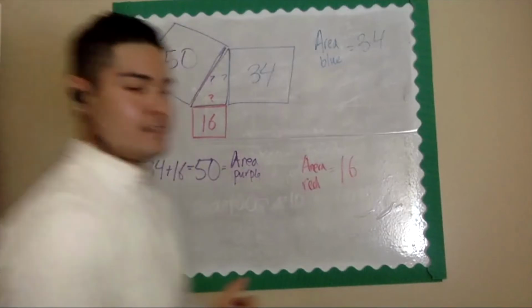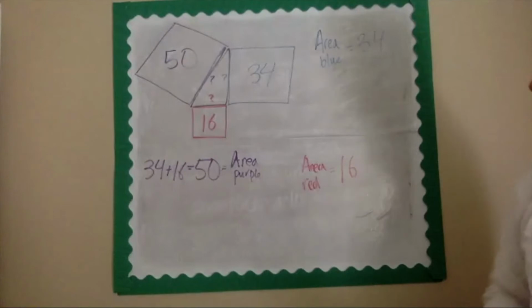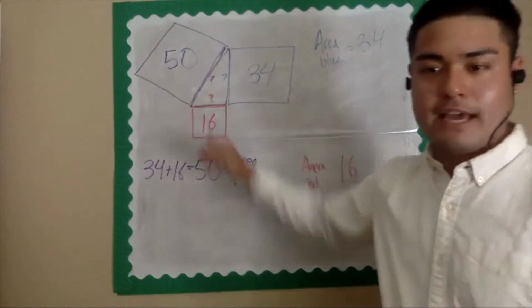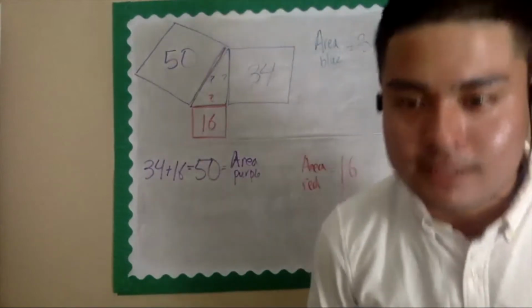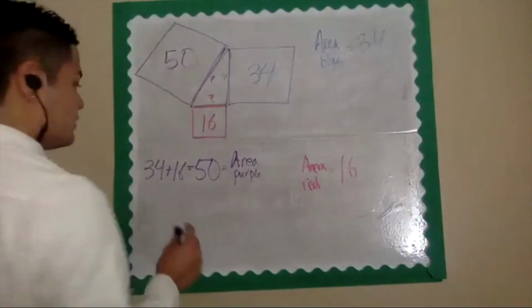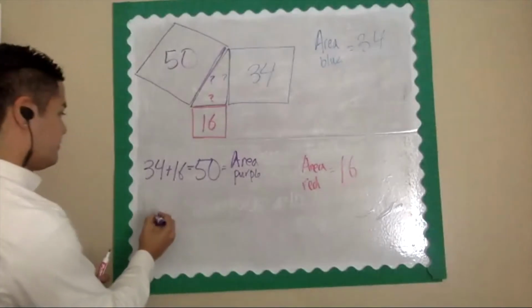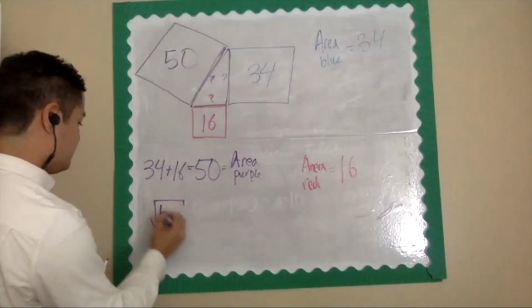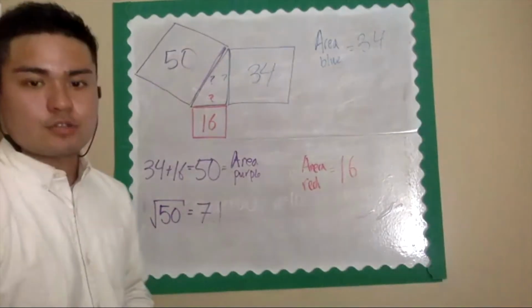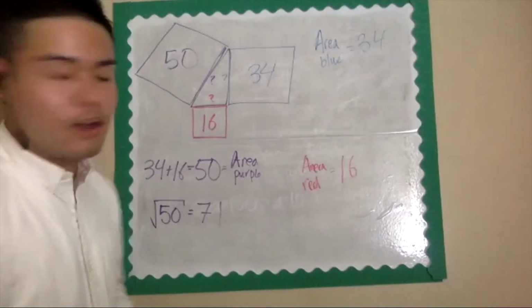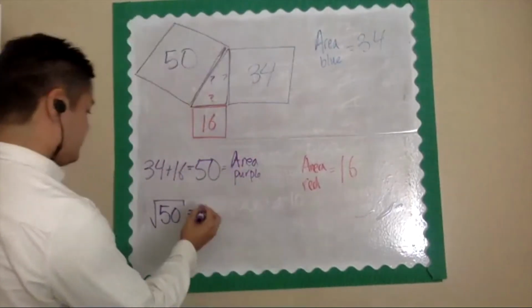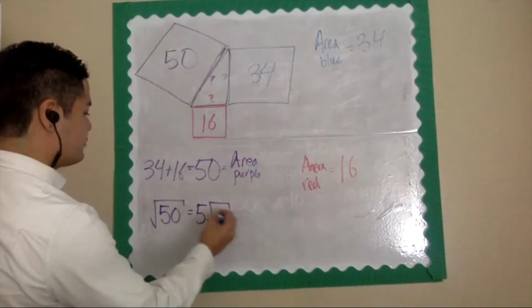And now how can we find the sides? How can we find all three sides? What about the side of the red? So if the area is 16, oh wait, so IPD is saying square root 50. So IPD, if we square root 50, what do we get? And what does it describe? The square root of 50 is 5 root 2.